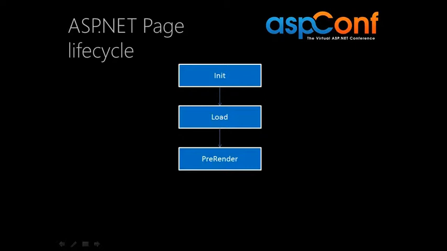On the pre-render, it means that I have gathered all the data that I need on the page itself, and now I need to make sure that if I need to do some final touch, some final changes, there is a place where I can do them. After the pre-render comes pre-render complete, and pre-render complete is the absolute last place that you can do any changes to the structure of your page or the content of your page.